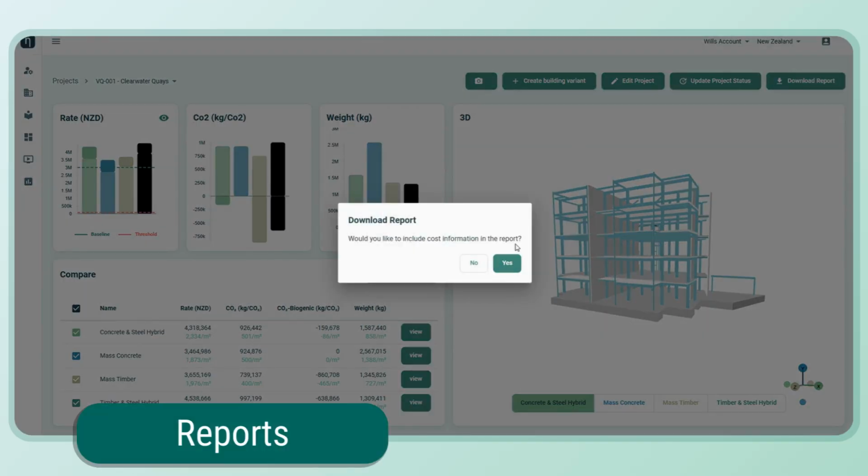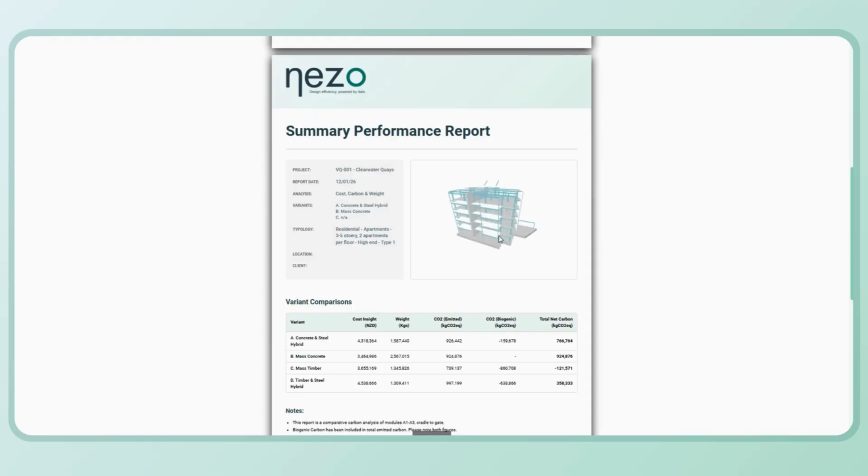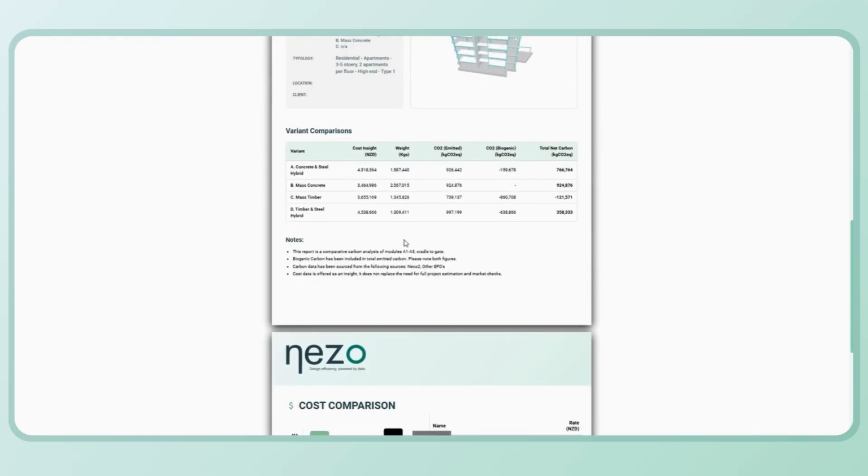Let's next download a report. You have the option to include cost. The PDF report is an easy-to-read analysis of each building variant.